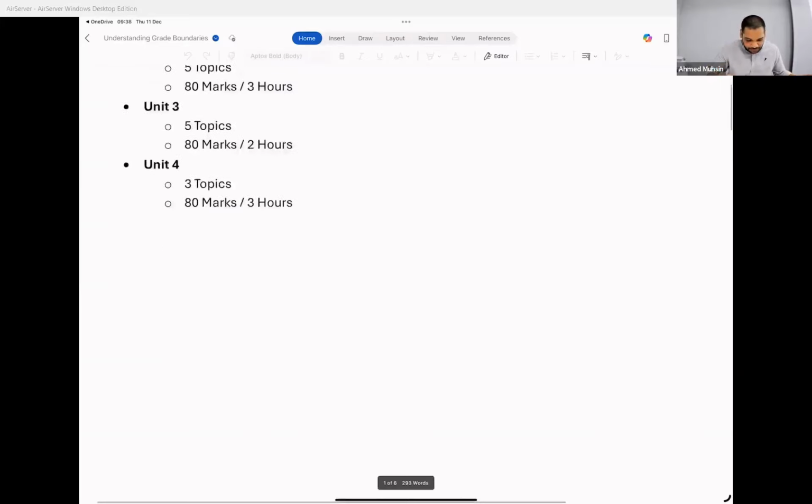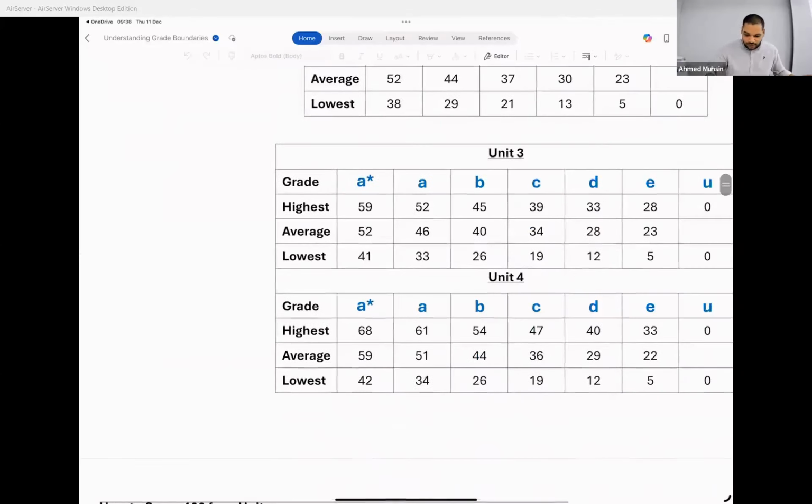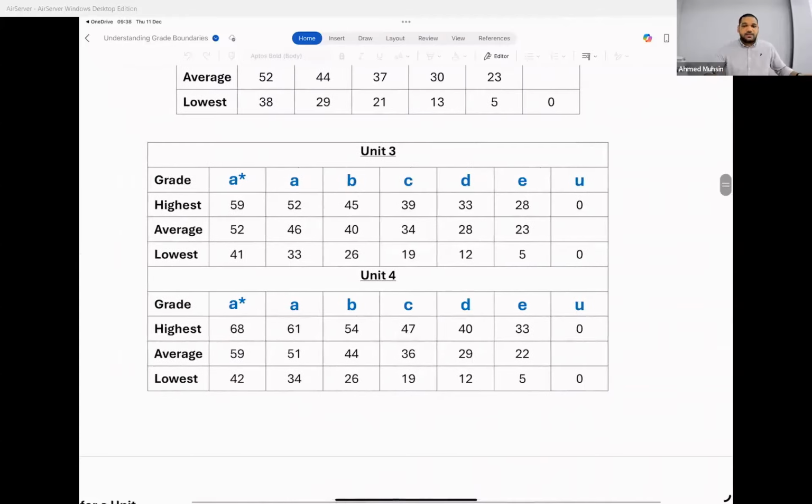Now, everybody, I want you to focus on Unit 3 and Unit 4. You can see these are the different gradings that are given for Unit 3 and Unit 4. I have given you the highest grading from 2020 to 2025, the average grading and the lowest grading. This year, 2025, was the year that had the highest grade boundaries, and 2020 was the year that had the lowest grade boundaries.